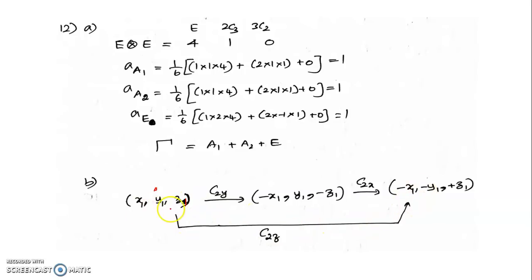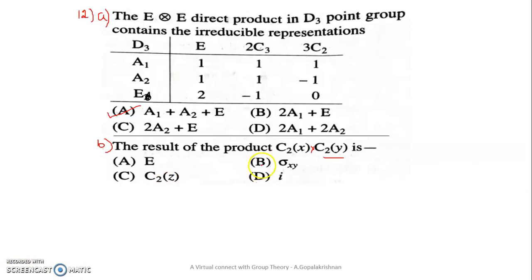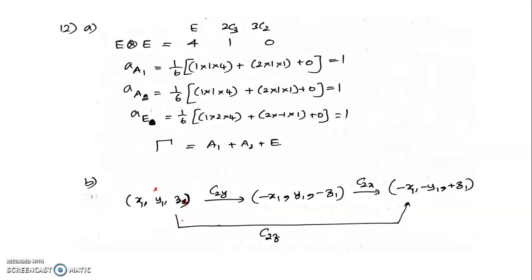If you analyze the initial and final coordinates, see, in the initial coordinate we have plus x1, plus y1, plus z1, but in the final we have minus x1, minus y1, plus z1. So z1 remains as such. Therefore it is equivalent to rotation about the z axis through 180 degrees. Okay, so it is equal to the C2z operation. So the correct option for this question is C2z. Okay, option C. Then we'll go to the next question.